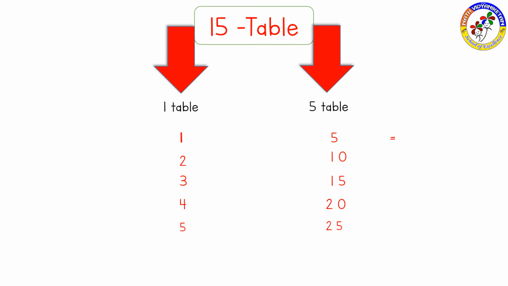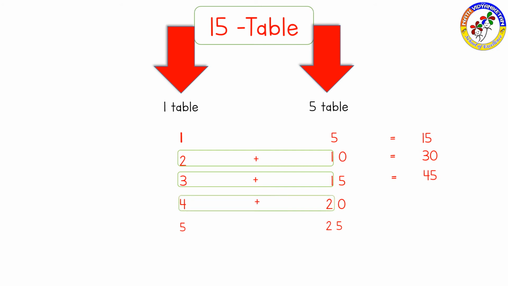Now compare this. 1 5 is 15. Now let us use the trick here. So in box 2 and 1 is there. So 2 plus 1 is 3 and write 0 as it is. Now 3 plus 1. 3 plus 1 is 4 and write 5 as it is. That is 45. Now 4 plus 2. 4 plus 2 is 6 and write 0 as it is. That is 60. Now 5 plus 2. 5 plus 2 is 7 and write 5 as it is.